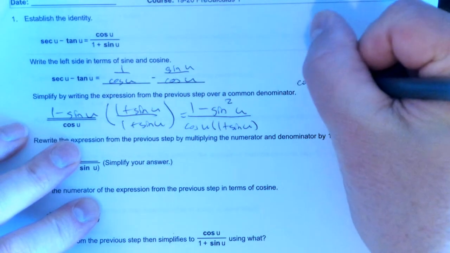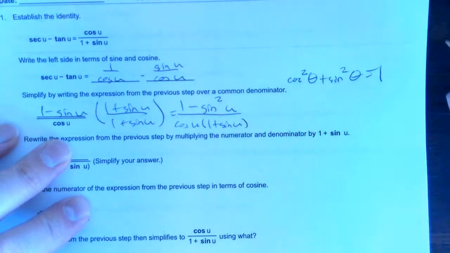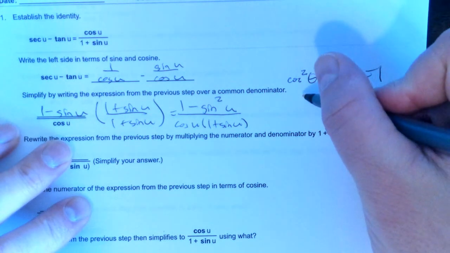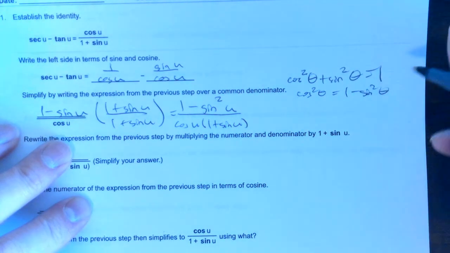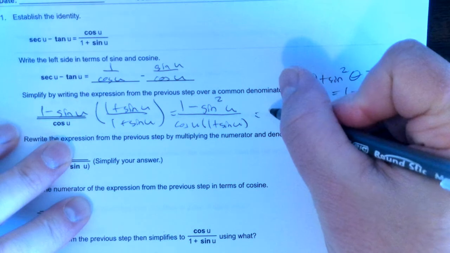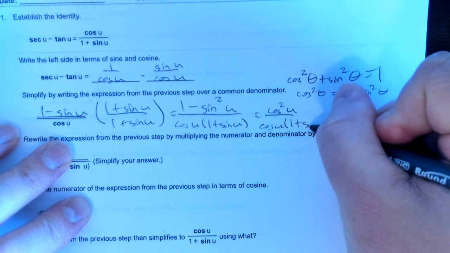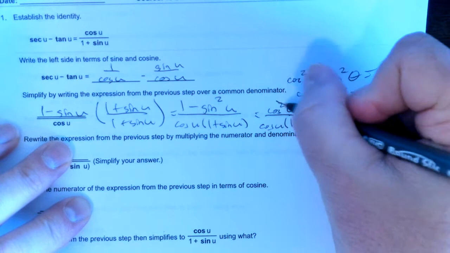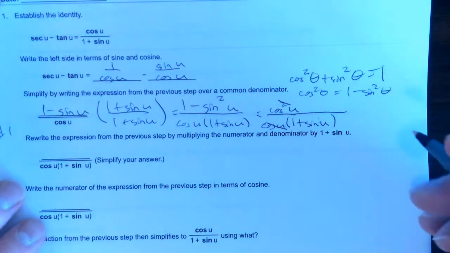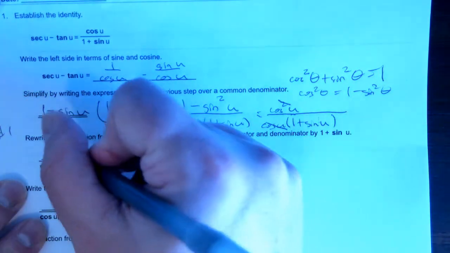And then your Pythagorean identity is sine squared plus cosine squared is 1, or vice versa. Doesn't matter the order. And so then cosine squared would be 1 minus sine squared. So that just changes. And then your 2 cancels with this one, so you get cosine u on top. Cool.